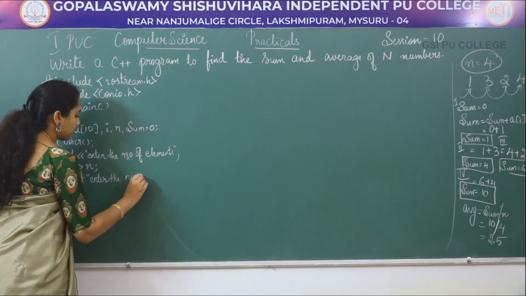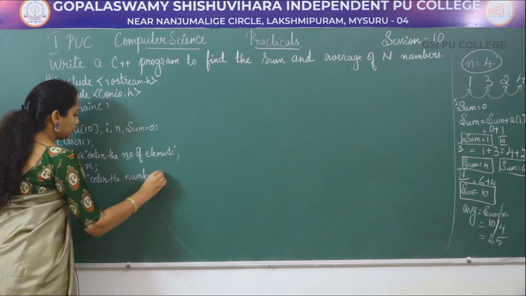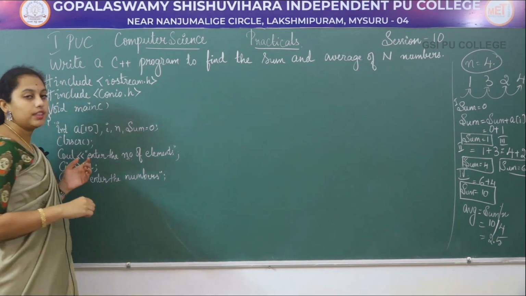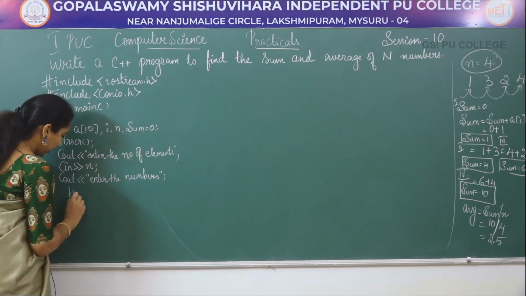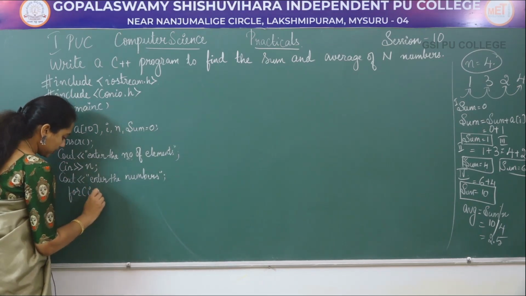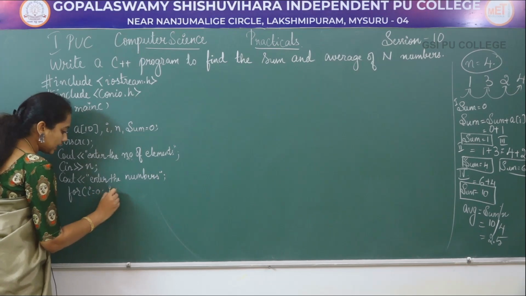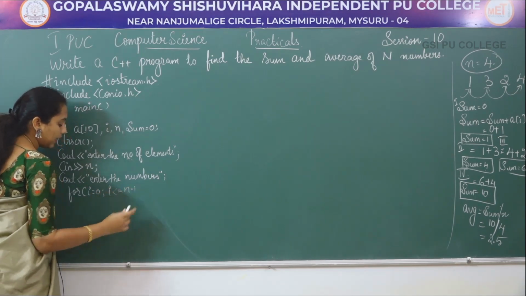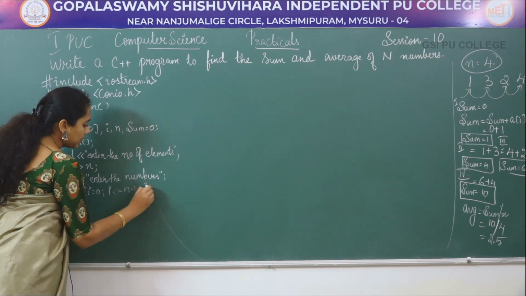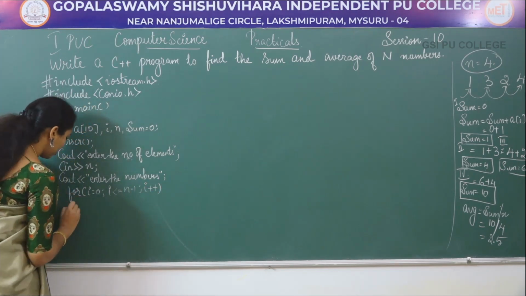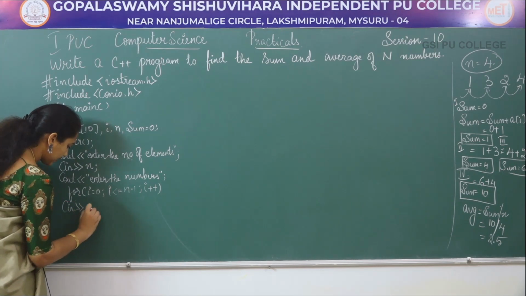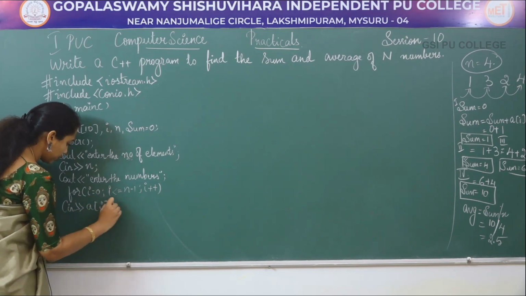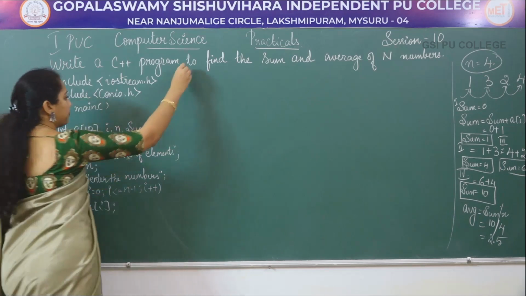Enter the numbers. So using a for loop, we are going to accept the array elements one by one. So for i is equal to 0, i less than or equal to n minus 1, i plus plus. Using a cin statement, we are going to accept the numbers one by one.